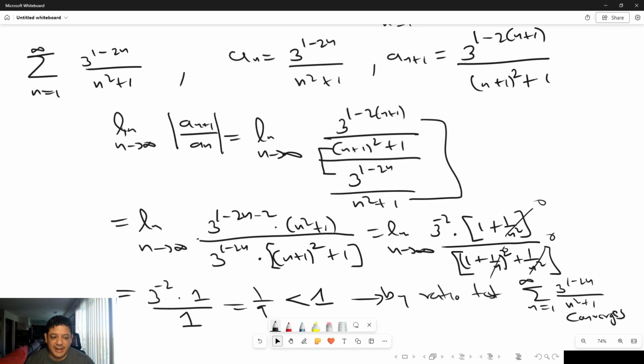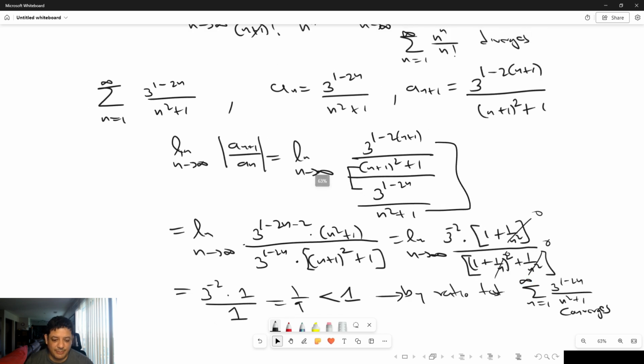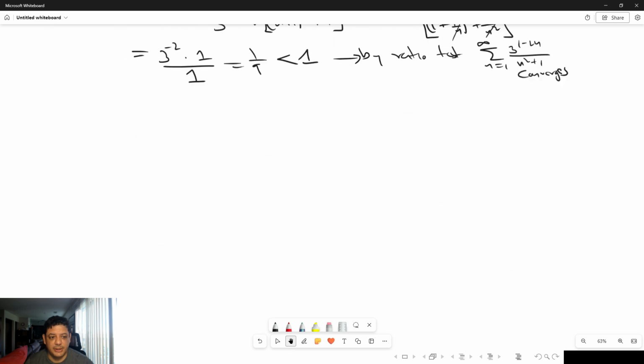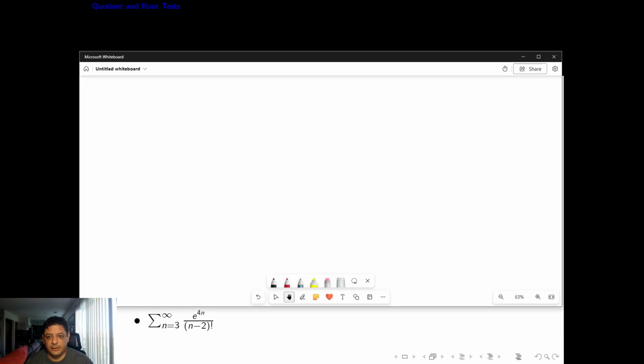Notice that since that has an n squared plus 1, you might be able to do this one by comparison, but it's very cumbersome, especially by the term on the top. So this is why this is a good option for this series. Now let's move on to a third example.